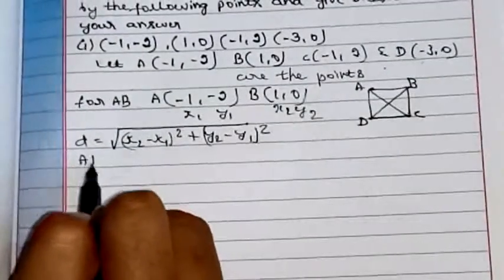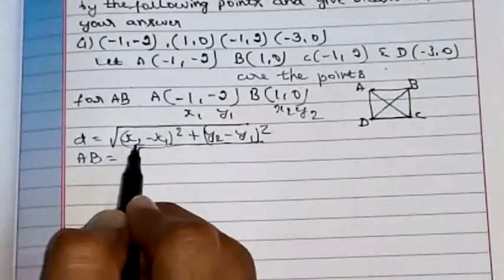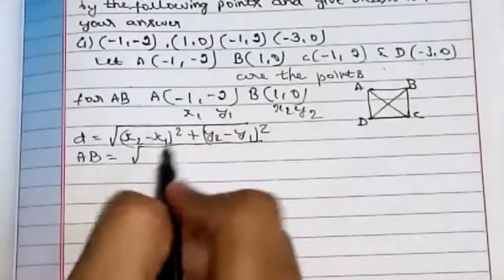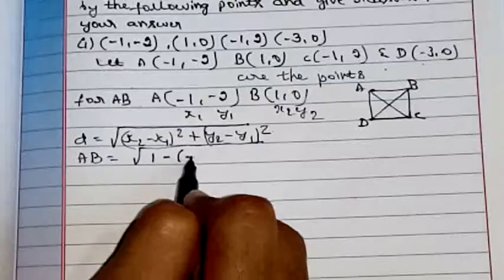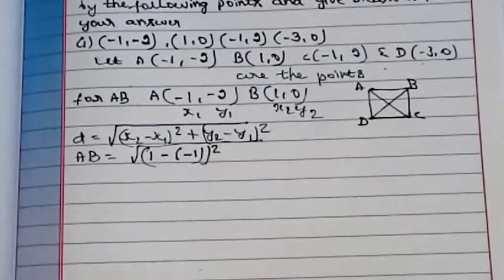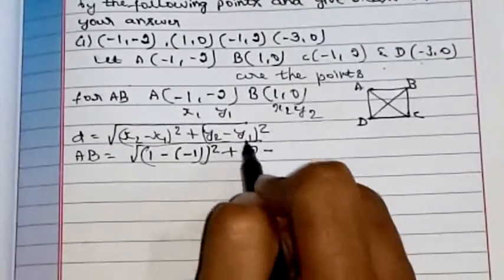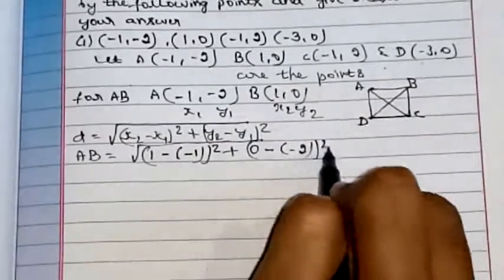So AB is equal to square root of, now what is the value of x2? x2 is 1, so 1 minus x1, which is minus 1, so 1 minus of minus 1 whole square, plus y2, which is 0, minus y1, which is minus 2, so 0 minus of minus 2 whole square.